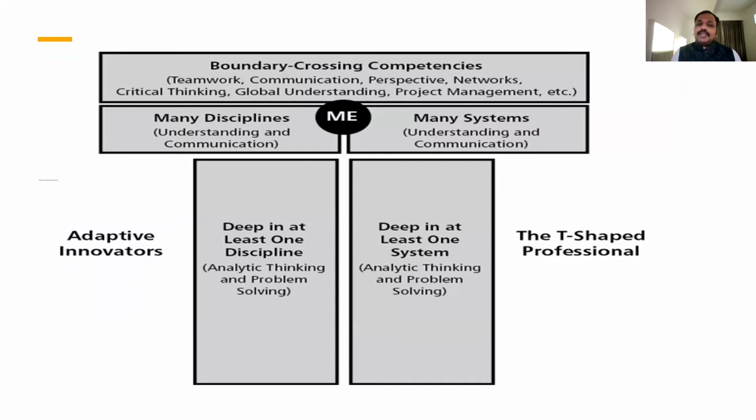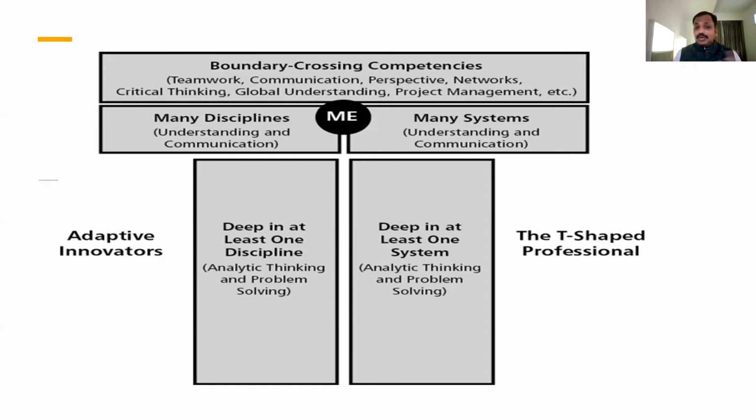This is also an extension of our previous slide. And this is popularly known as T-shaped professionals. What does it say? It says the same thing, that today's professionals are not coming from one core discipline. They have to cross the boundary of their own disciplines. Say, for example, a pure scientist cannot just be a pure scientist today. He has to emerge and understand many disciplines.